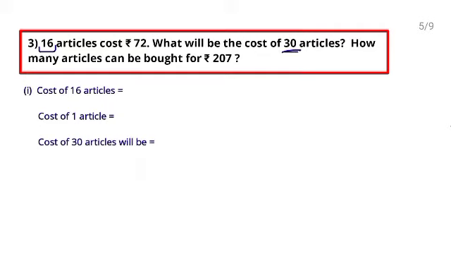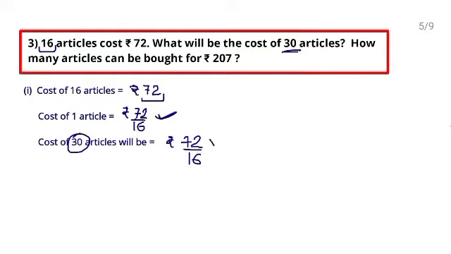Okay. So the cost of 16 articles is 72, which they have given in the question. Cost of 1 article, divide 72. 72 को divide करो by this number of articles. Okay. So 72 divided by 16. Now the cost of 1 article, to find the cost of 30 articles, multiply by this 1 article की cost को अगर हम 30 से multiply कर देंगे, we will get the cost of 30 articles. So multiply by 30. Now solve it.